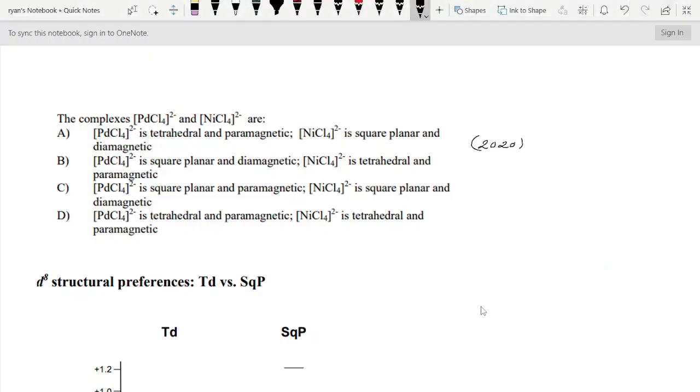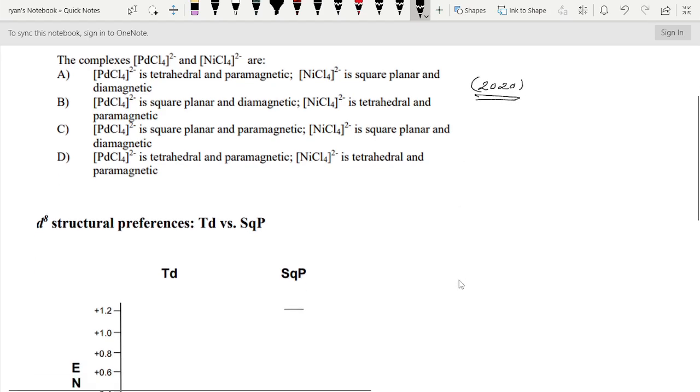This question I have already explained, therefore no need to explain further. The question is PdCl4 2- and NiCl4 2-. This question I have taken from the 2020 Kerala SET examination. Here PdCl4 2-, we know that it is diamagnetic in nature.